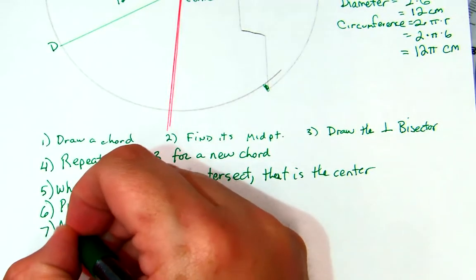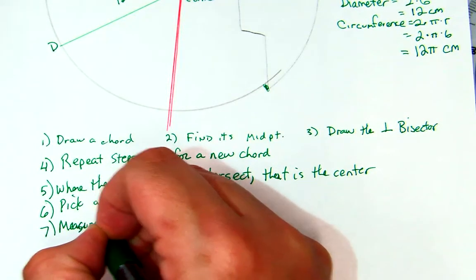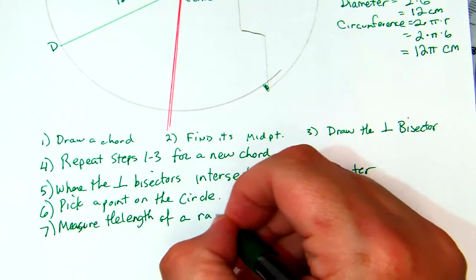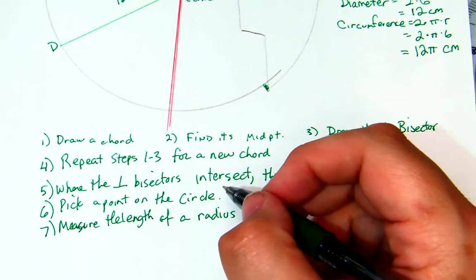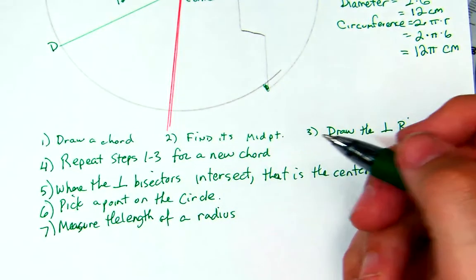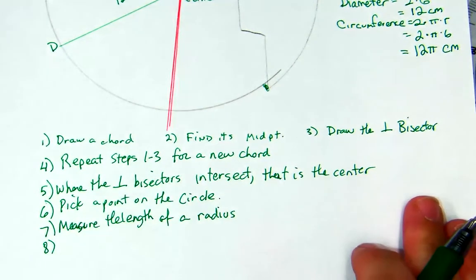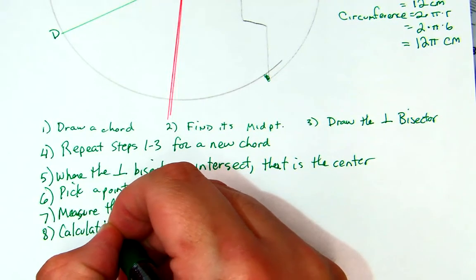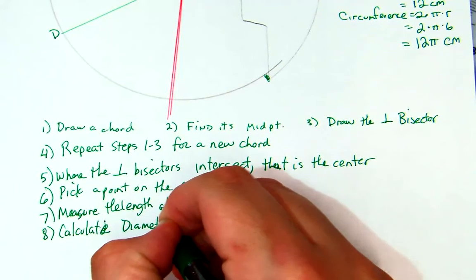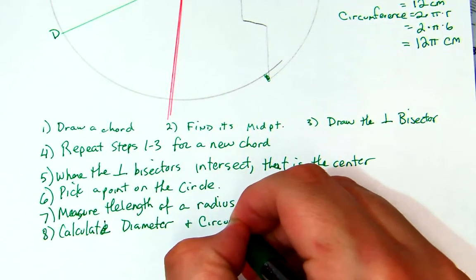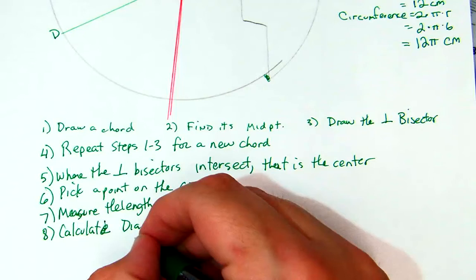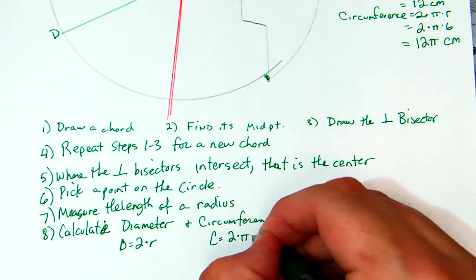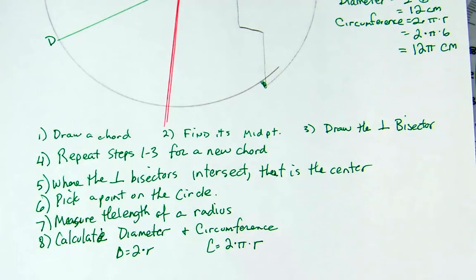7. Measure the length of the radius. And then part 8, calculate the diameter. And that is how you solve this problem.